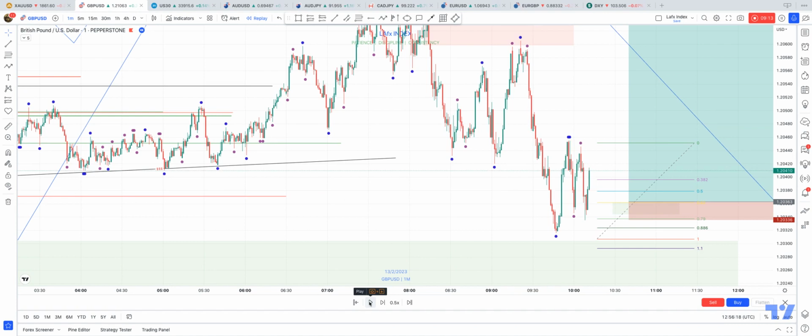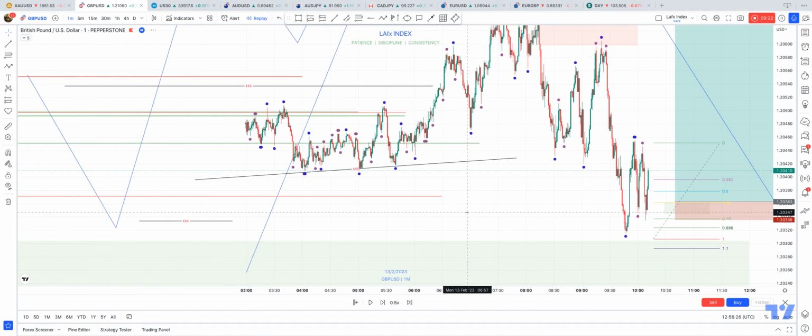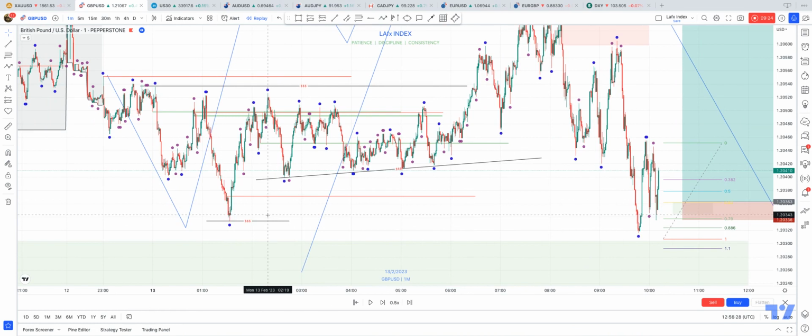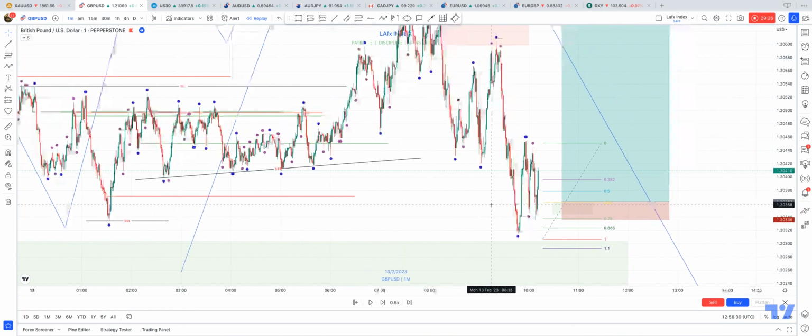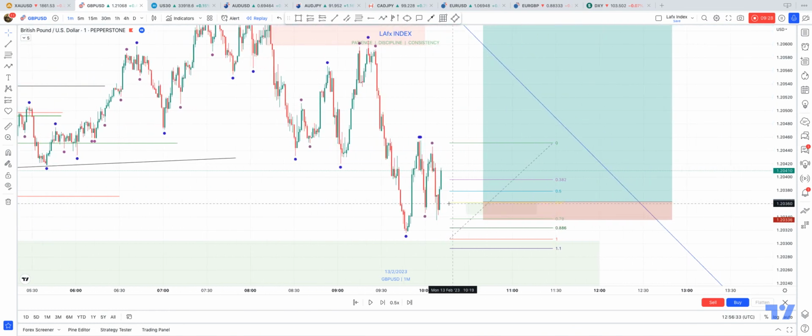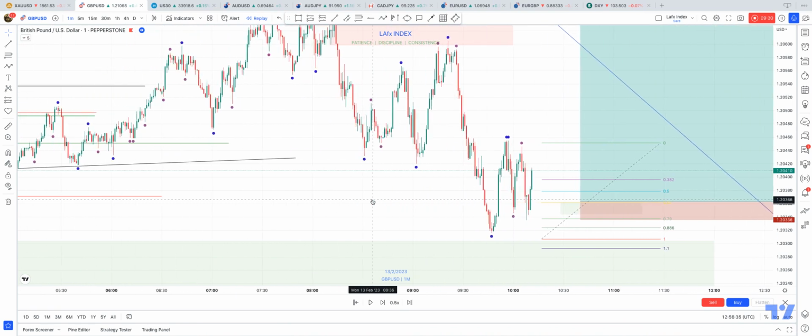Okay, now we're on the 1 minute. What we're looking for, we're looking to see if this low that has been created, this low that swept the previous low here, is going to hold, right? So we're going to look at this swing. Okay, this came, didn't break, went back up.